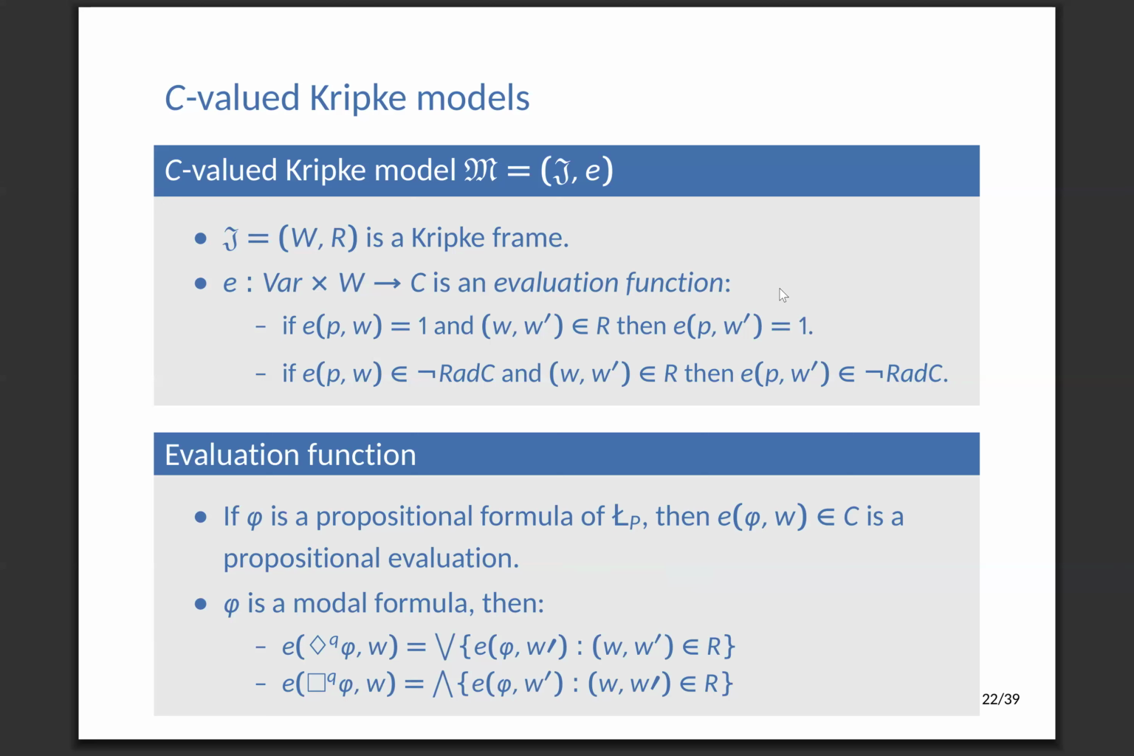And if phi is a modal formula, then for diamond Q phi, we will have the disjunction of all the evaluations of these.